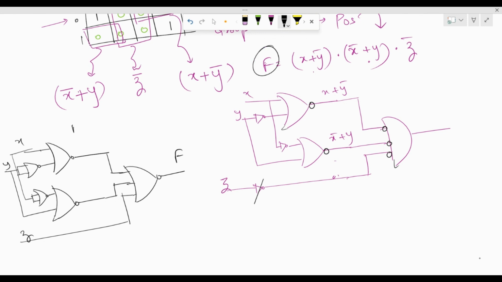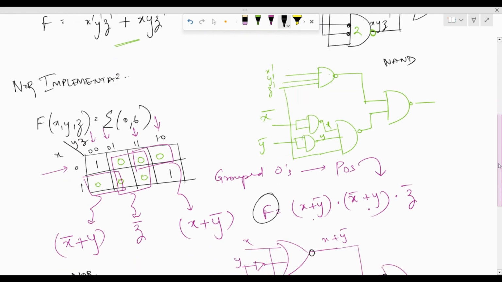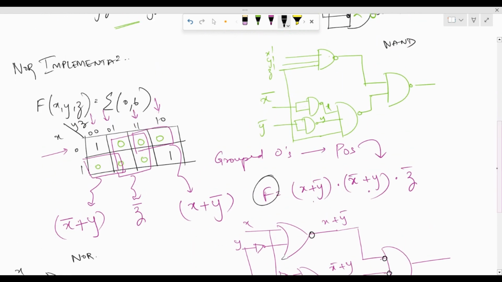So this is NOR implementation, and the previous one that we saw was the NAND implementation. So we can implement any function using both NOR or NAND, purely NOR or NAND. For obtaining the NAND, we need the expression in the SOP form, and for NOR, we need it in the POS form.